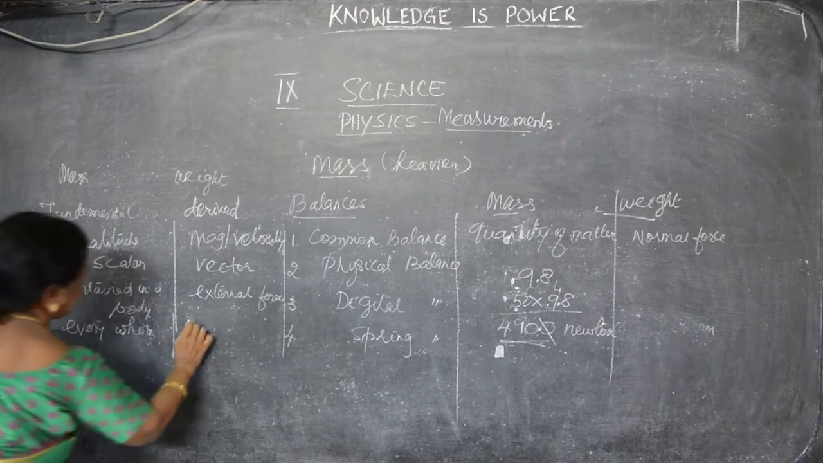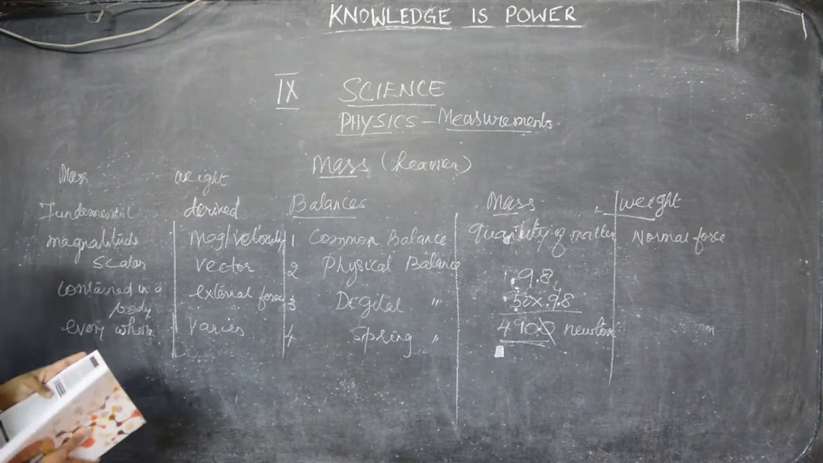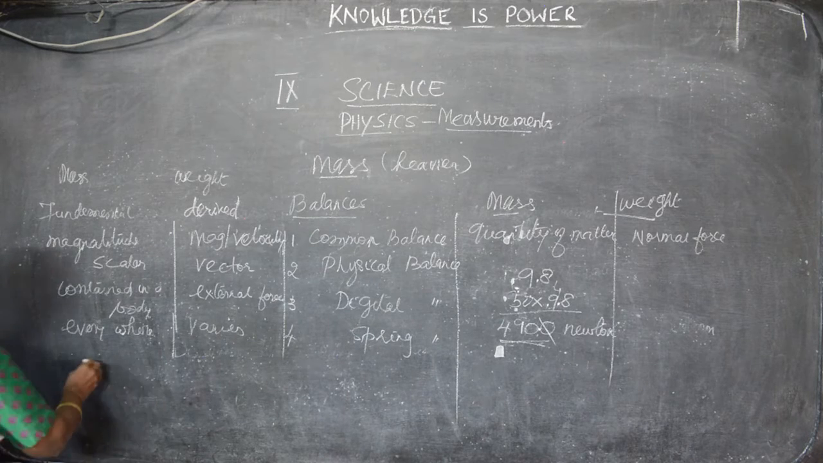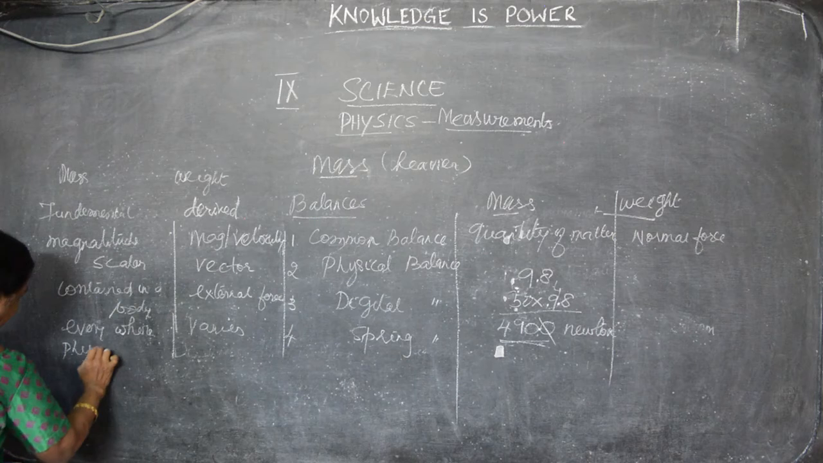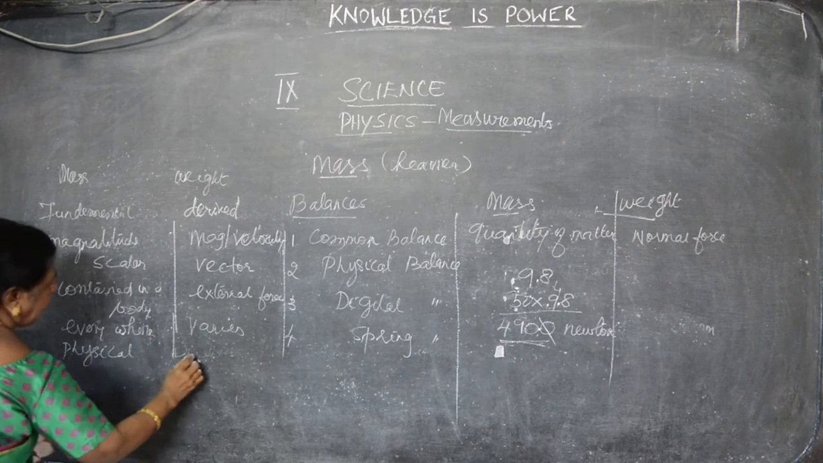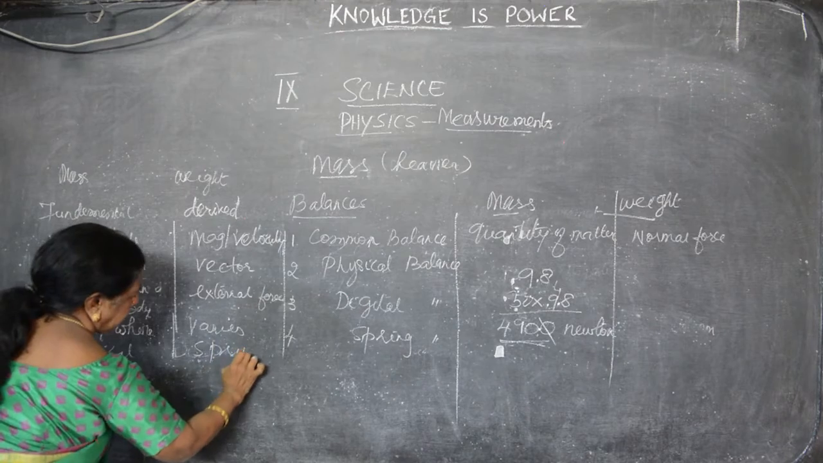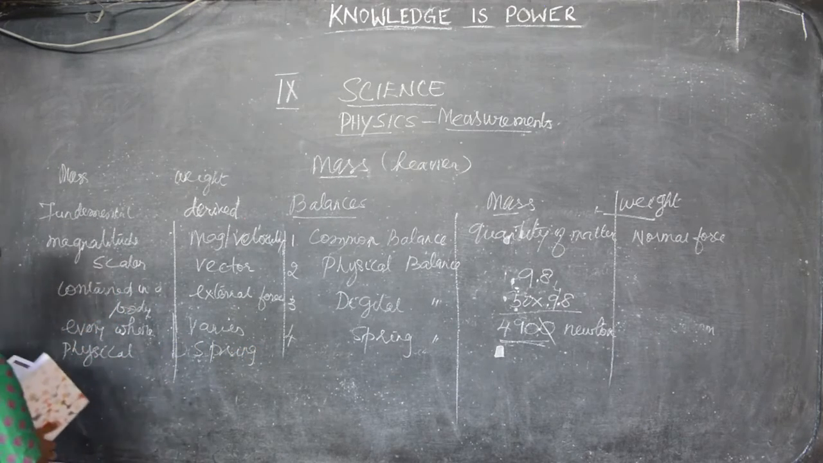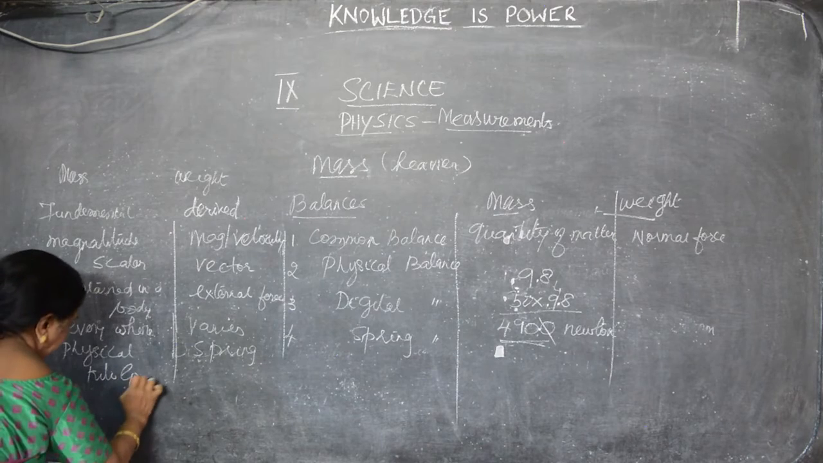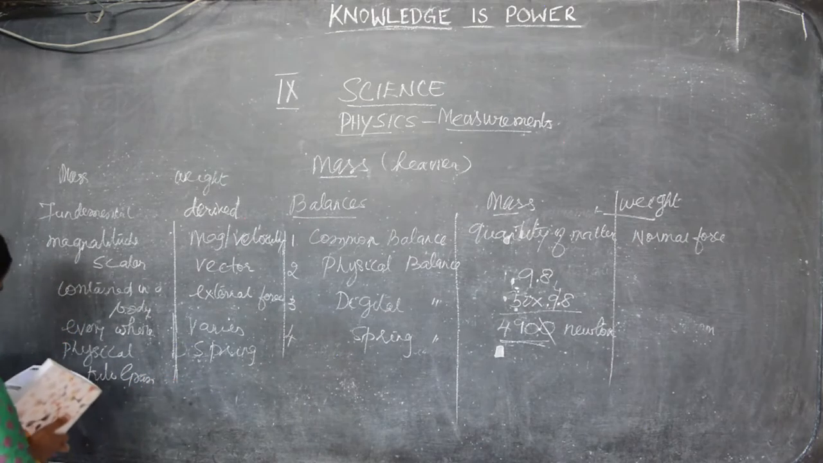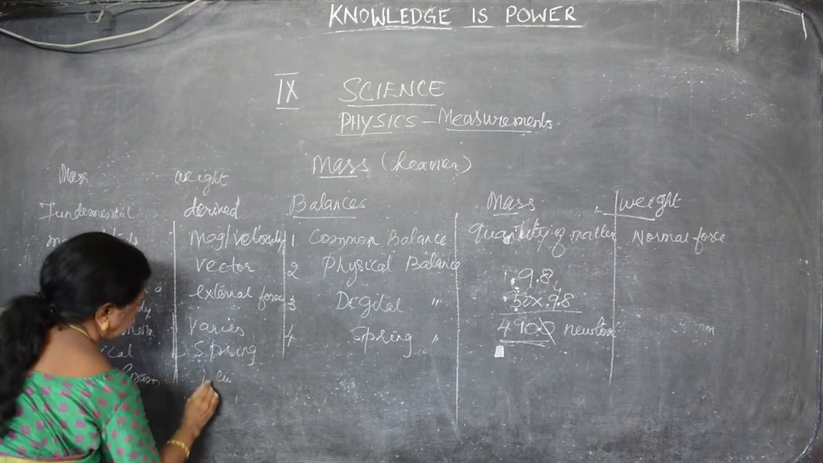Weight varies from place to place. Varies means changes. Mass is measured by using a physical balance. Weight is measured by using a spring balance. And the last point, the unit of mass is kilogram. The unit of weight is Newton. Sorry, N should not be capital.